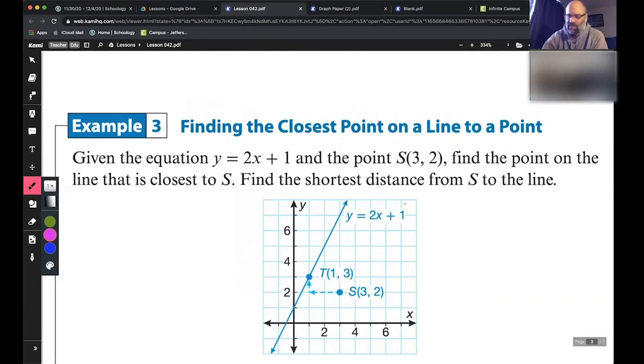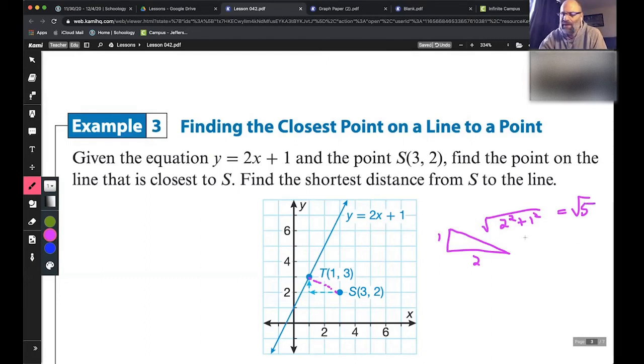Find the closest point on a line to a point. All right, so we want to figure out this distance right here, right? We're trying to figure out that distance. Well, we do know that's a triangle, so we can figure out that third side. So what are the units there? That's 2, that's 1. So this distance is just the square root of 2 squared plus 1 squared. So that's just the square root of 5.